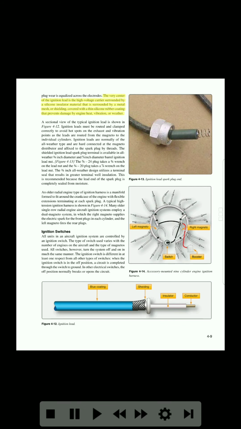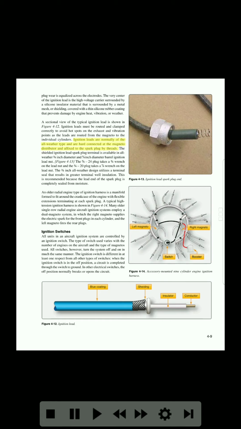The very center of the ignition lead is the high-voltage carrier, surrounded by a silicone insulator material that is surrounded by a metal mesh, or shielding, covered with a thin silicone rubber coating that prevents damage by engine heat, vibration, or weather. A sectional view of the typical ignition lead is shown in Figure 4-12. Ignition leads must be routed and clamped correctly to avoid hot spots on the exhaust and vibration points as the leads are routed from the magneto to the individual cylinders.